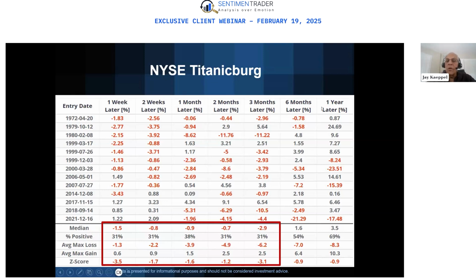Now, longer term, if you look over at the far right, the 1-year column, sometimes the market bounces back and does just fine, but also sometimes it warns you of a bigger bear market, like in 2000, in 2007, and then also in 2021. So definitely worth keeping an eye on, even if you only look at it once a week. Even once a month might help you out. So that is the Titanicburg.